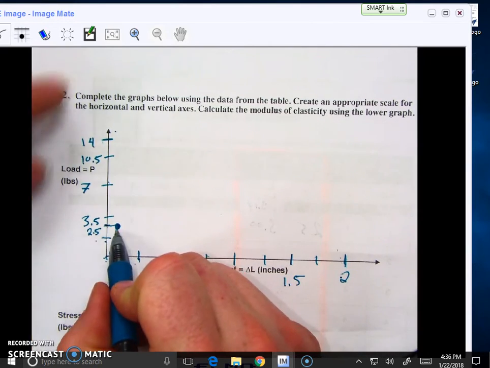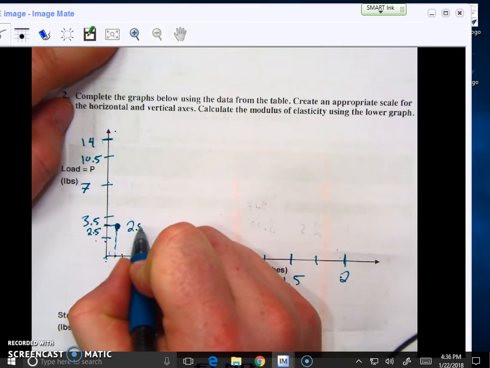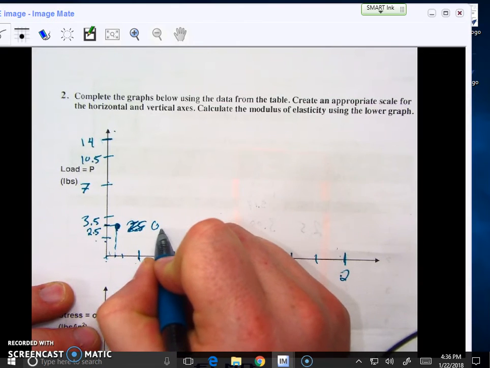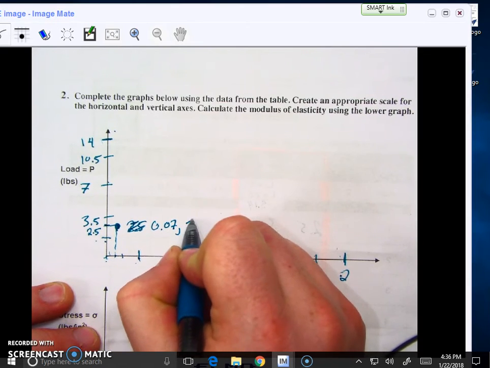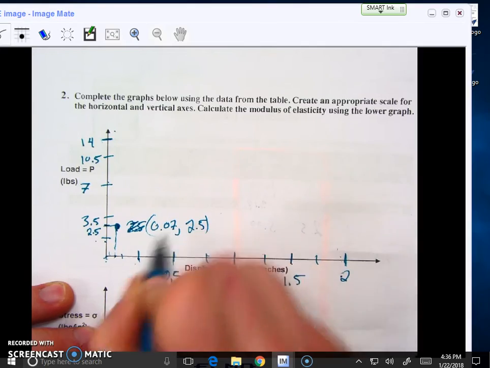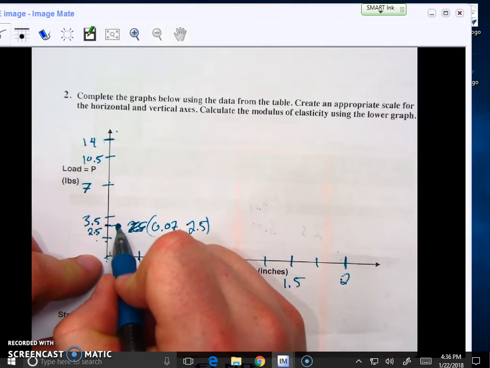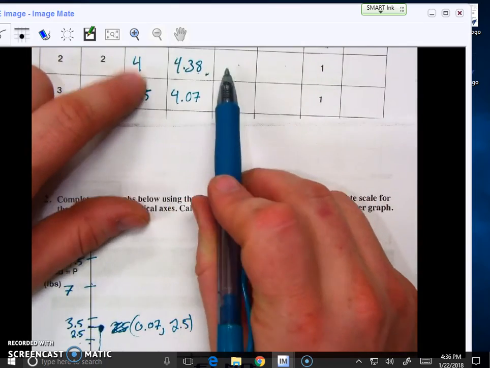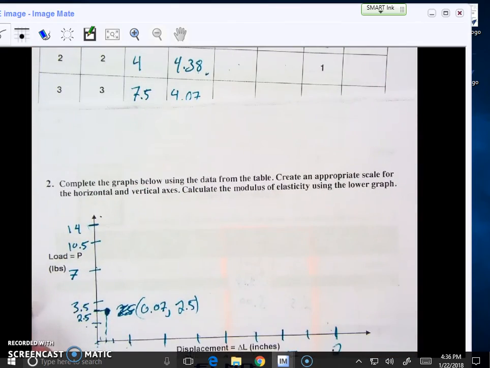And so this would be the point 0.07, comma 2.5. Now, you don't have to put that coordinate pair there. That's just what the coordinates of this point are. And so we're going to continue graphing these coordinate pairs to get an idea what this graph looks like.